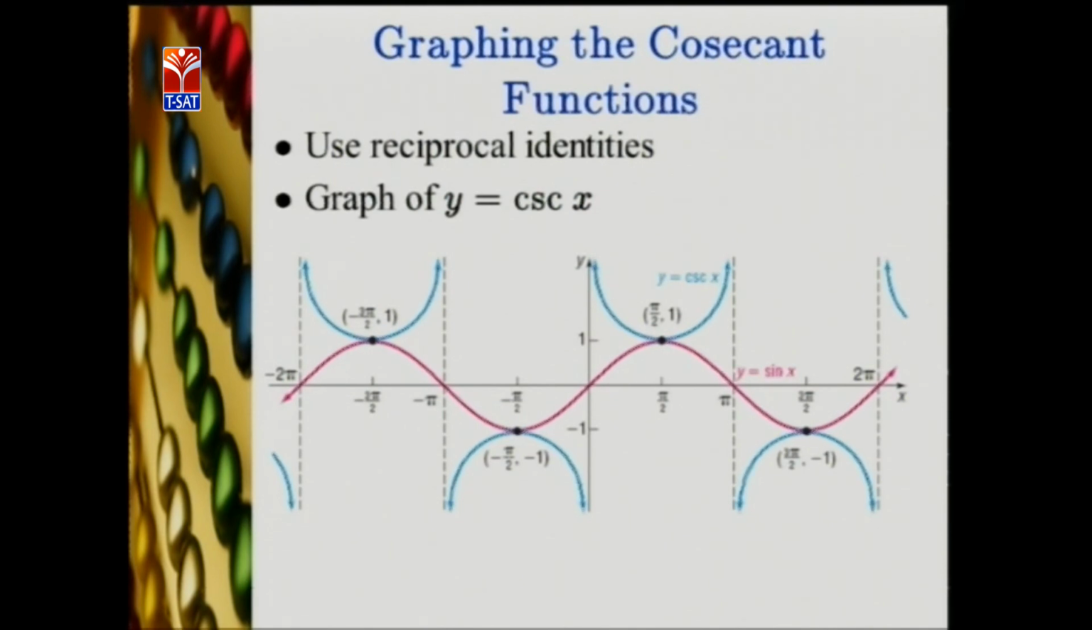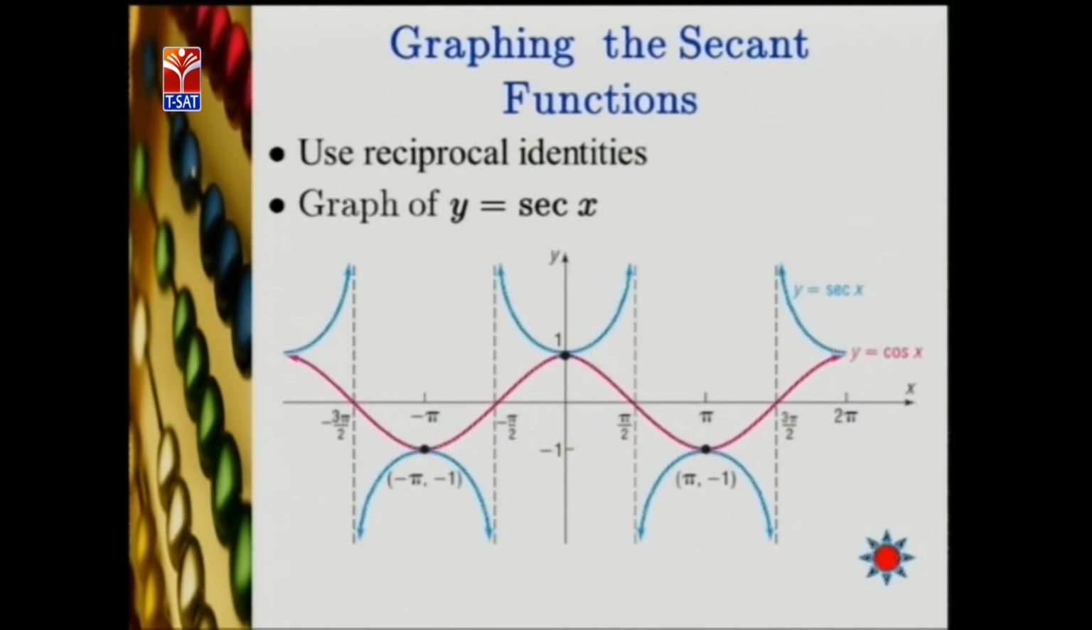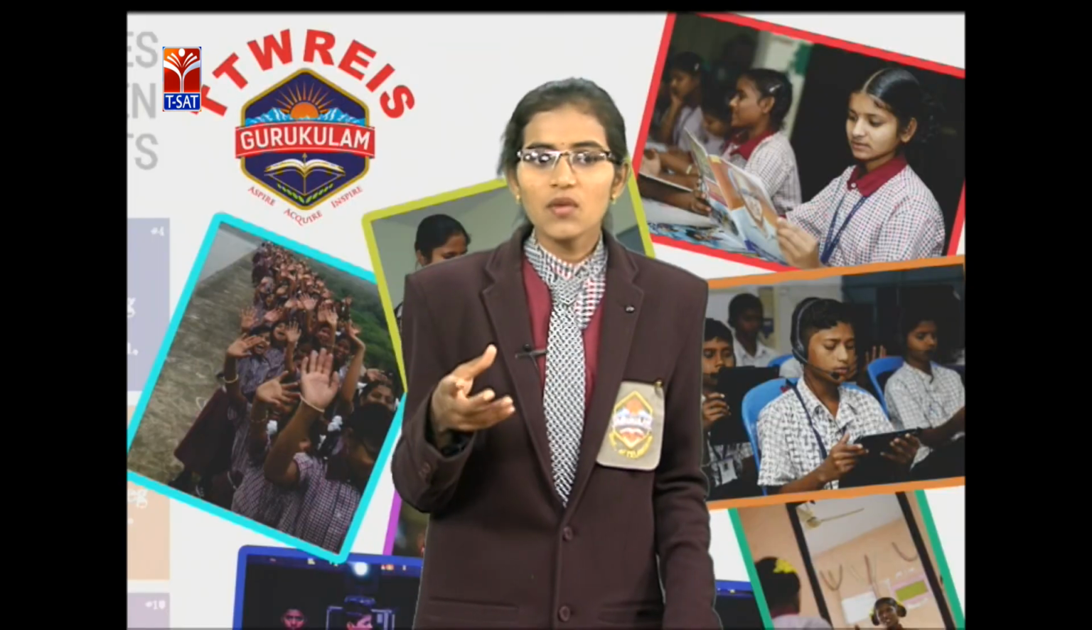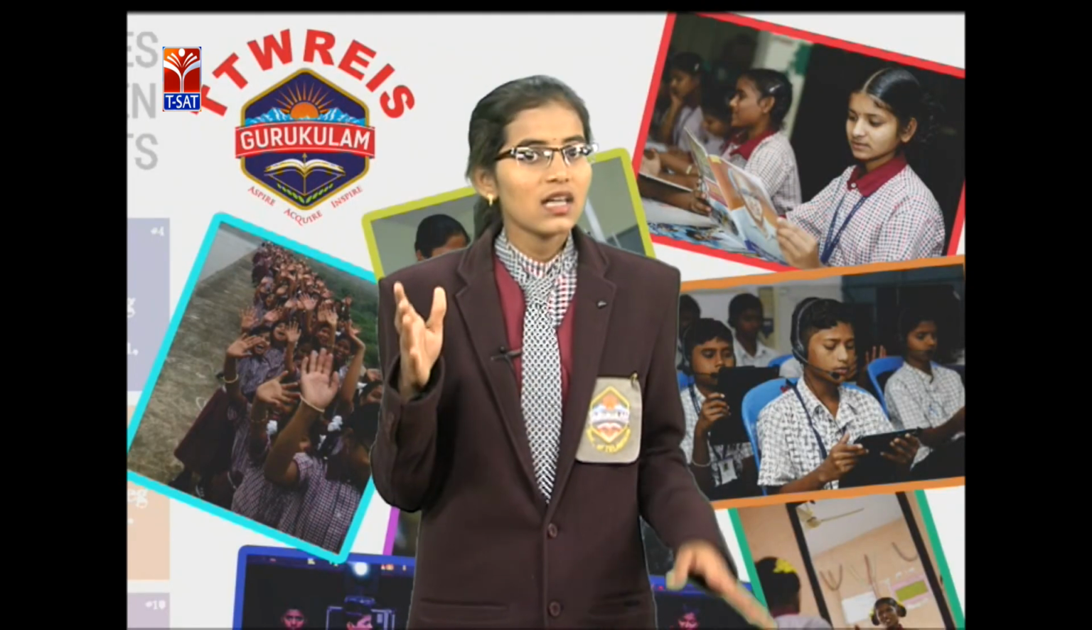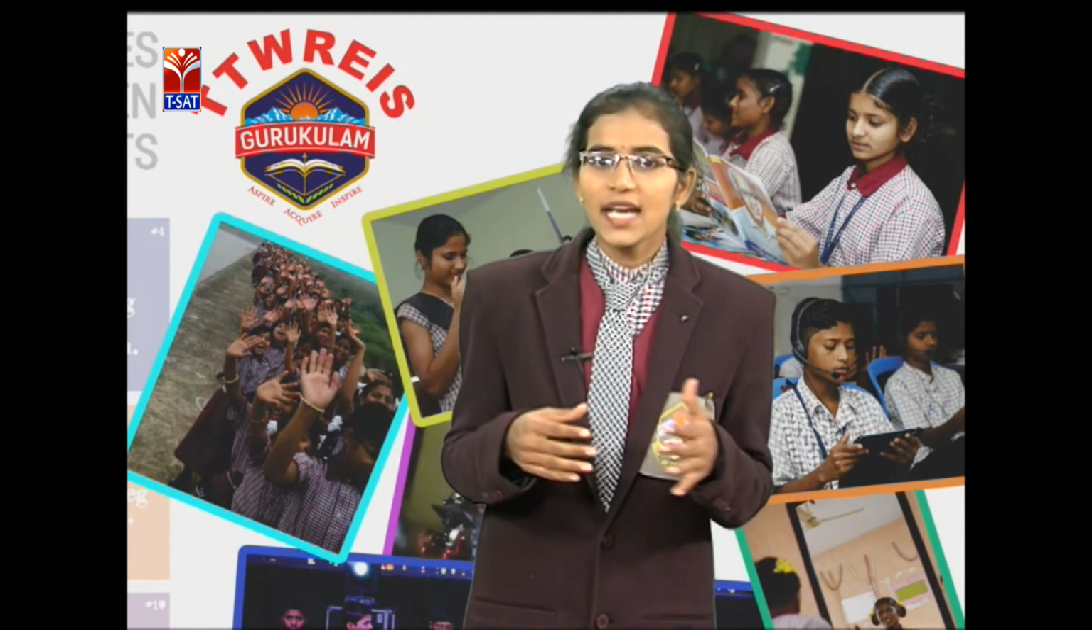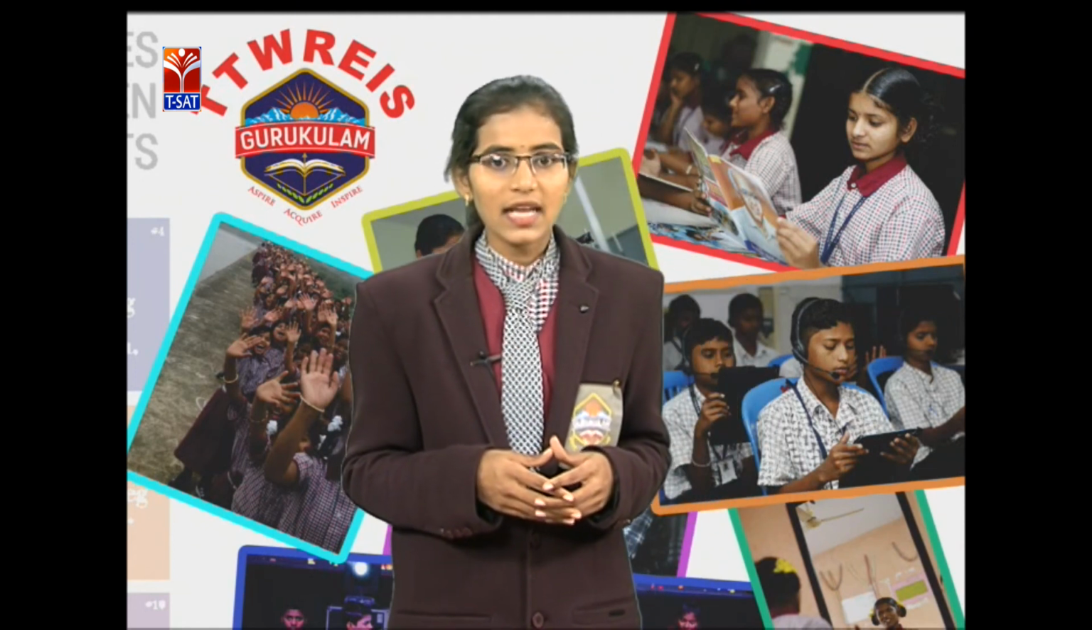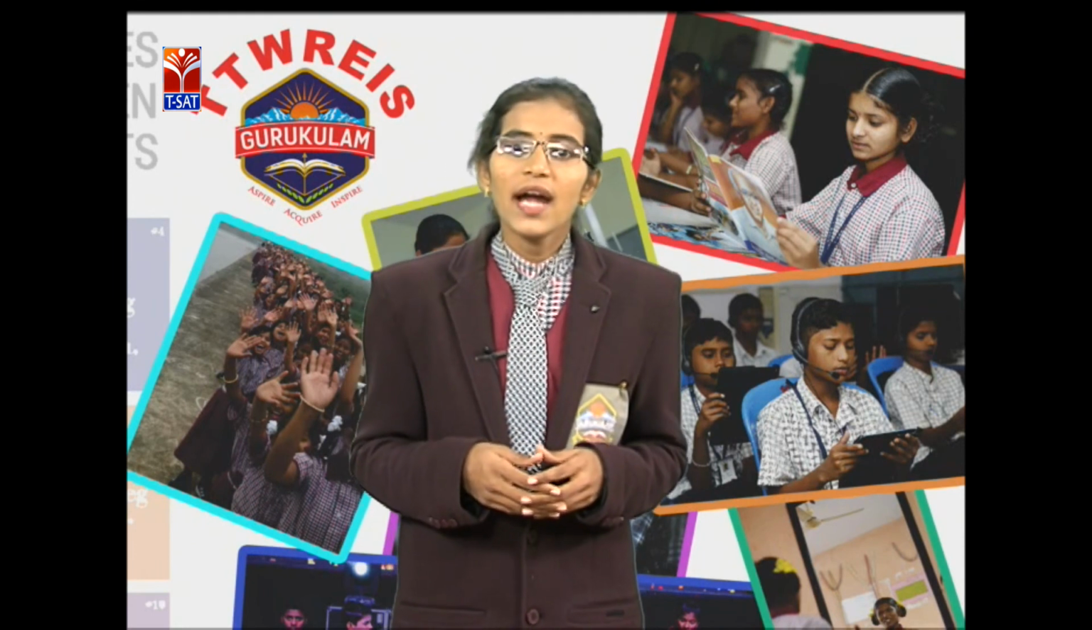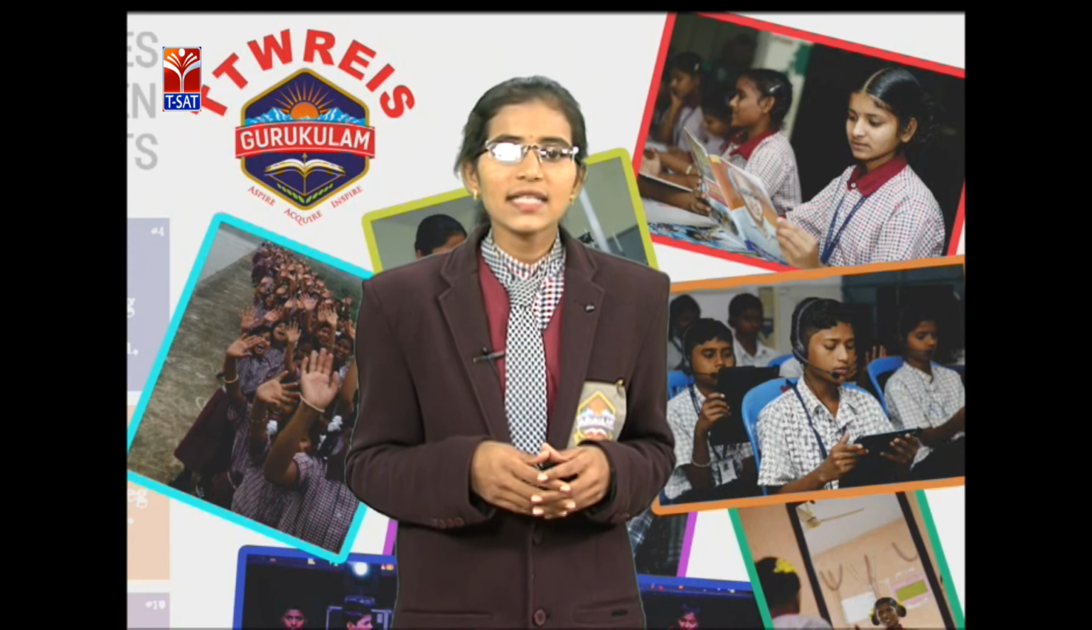Now we can go through the graphing of the secant function. The reciprocal identity of the cos function is the secant function. So this is the graph of the secant function, and the red color line indicates the cos graph, and the blue graph indicates the secant graph. In the cosecant function, we get the asymptotes at every integer multiple of pi. But in this secant function, we get the asymptotes, that is the infinity positions, at every odd multiple of pi by 2.